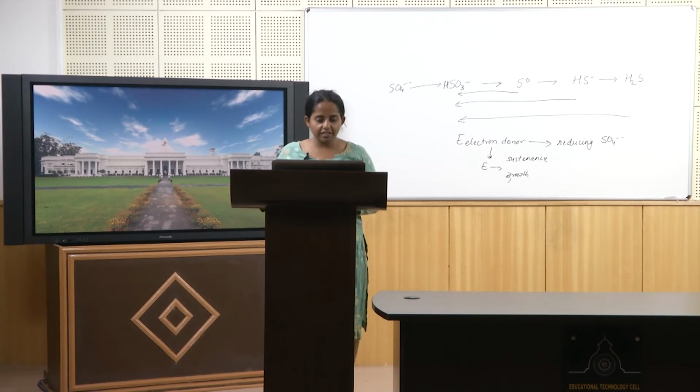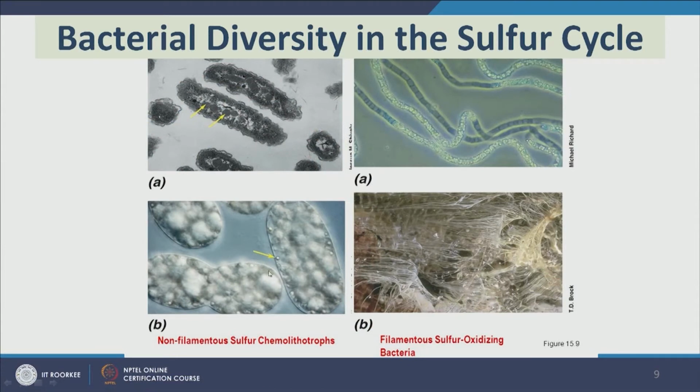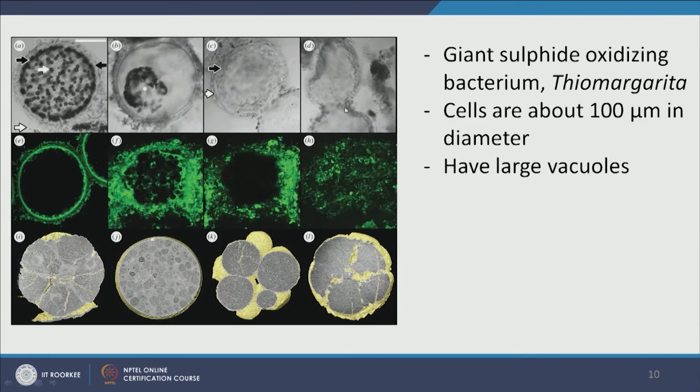Alrighty, now these are non-filamentous sulfur chemolithotrophs. So they don't make filaments, and they are sulfur chemolithotrophs, and you can notice here these small vacuoles where sulfur is being stored. By the way, if you see a name mentioned to the right side of the picture, it's the name of the scientist who took the picture.